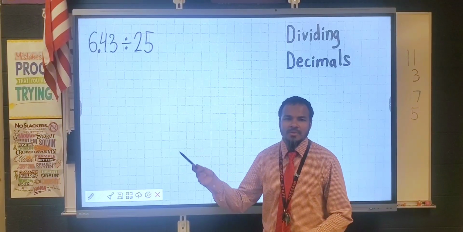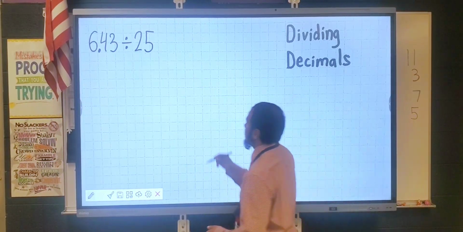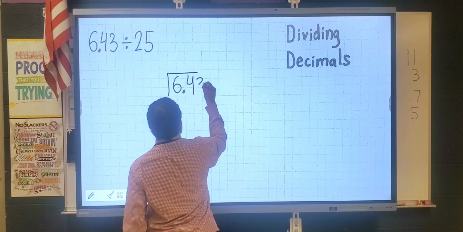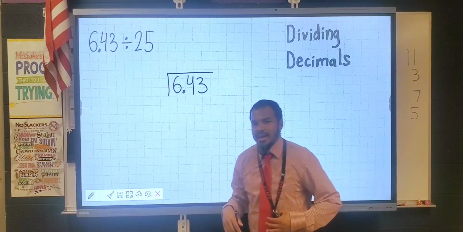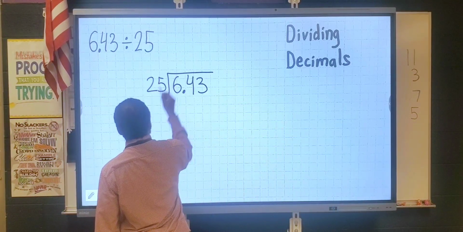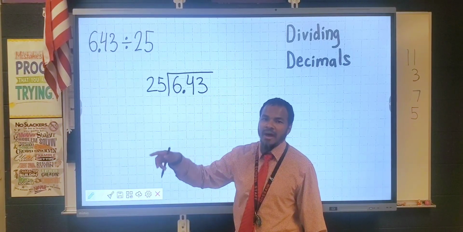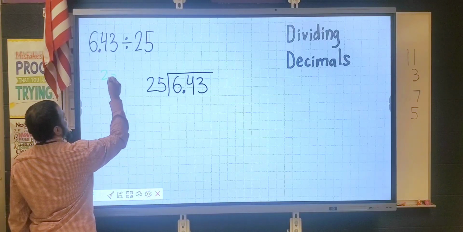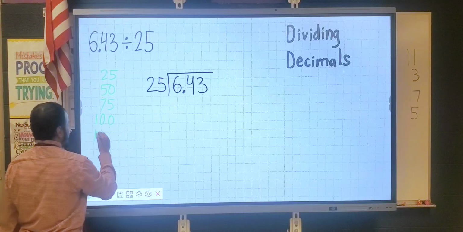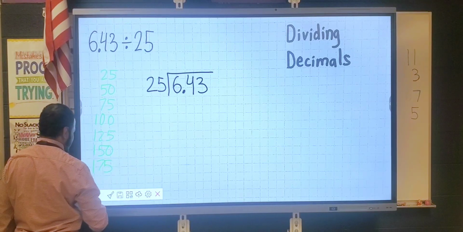What if I'm given a decimal? It doesn't matter. What you're going to do is take that first number and put it on the inside. So I'm going to put 6 and 43 hundredths on the inside, and the second number, which is the divisor, goes on the outside. Once I do that, I'm going to create a list of multiples of the divisor: 25, 50, 75, 100, 125, 150, and 175.